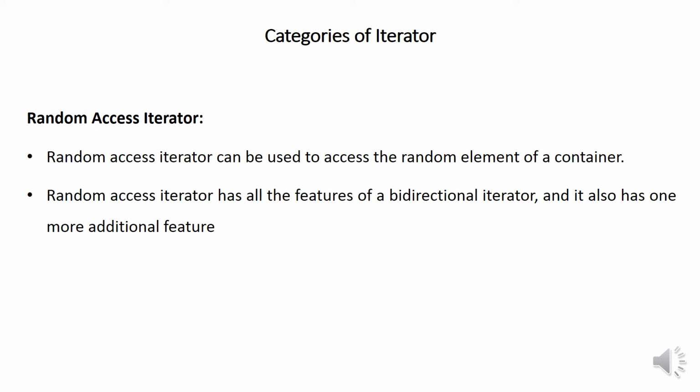Friends, next and last, the random access iterator. The feature of the random access iterator is that it works as a bidirectional iterator, as well as it adds pointers and goes to that random memory location or the value of the element of the container. That is the feature of the random access iterator.